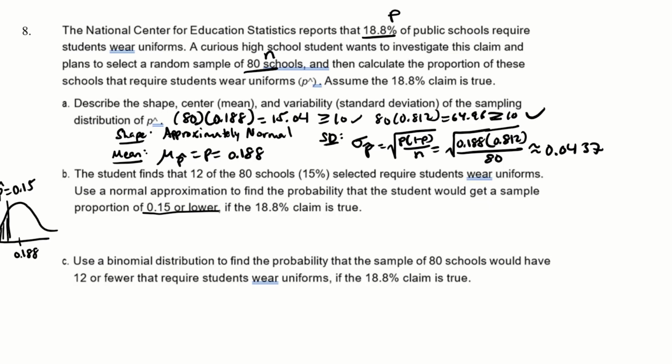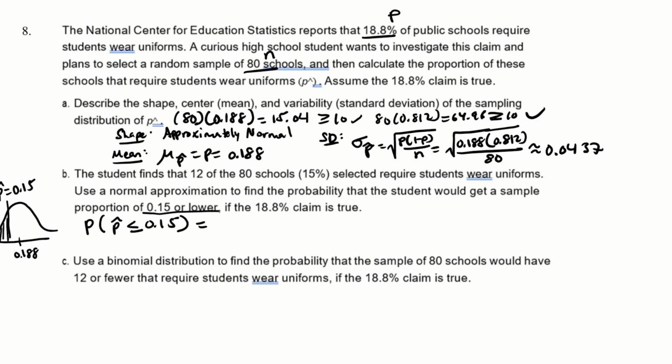If that probability is high, then we don't have convincing evidence against the claim. If it's less than 5%, that's our cutoff, then we have convincing evidence against their claim that it's 18.8%. Just to give you an idea, let's calculate the probability that your p hat is less than or equal to 0.15.